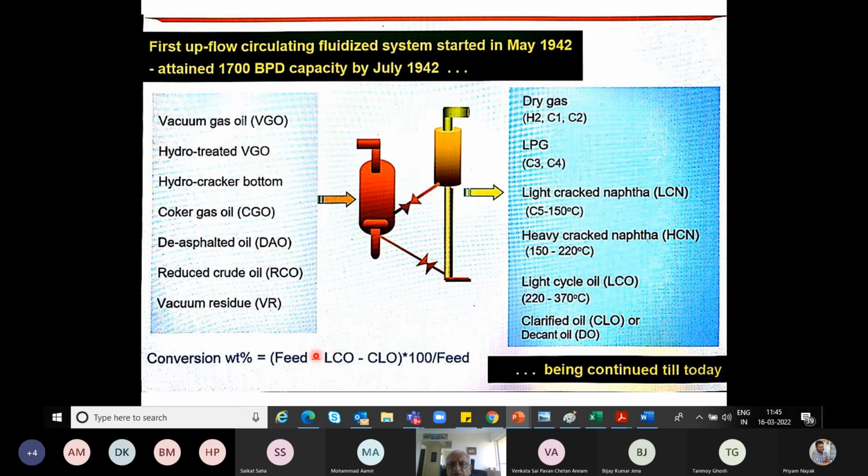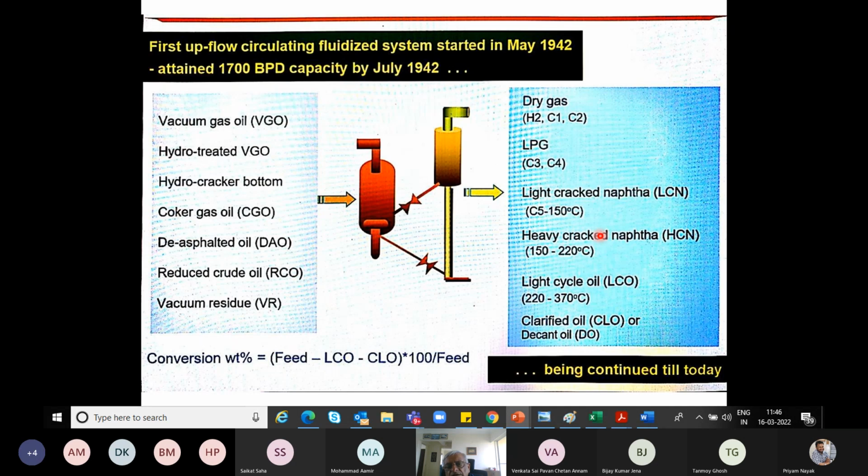But before I do that, just to give you an idea of what feeds this particular technology can handle. It can go anywhere from, as I said, vacuum gas oil to hydrotreated vacuum gas oil, hydrocracker bottoms, coker gas oil, deasphalted oil, even vacuum residue. Okay. So in reduced crude oil, or what we call atmospheric residue. So basically, almost anything and everything can be processed as a feed to the FCC unit. We have even processed light cracked naphtha from the coker naphtha.